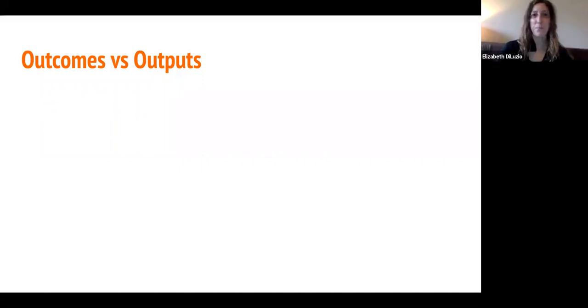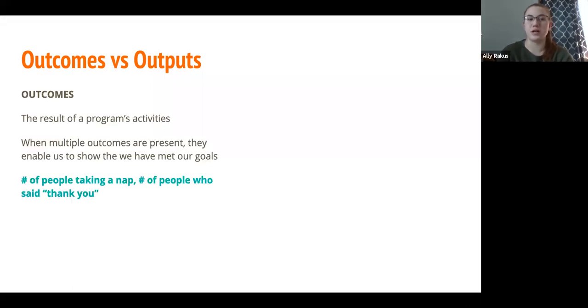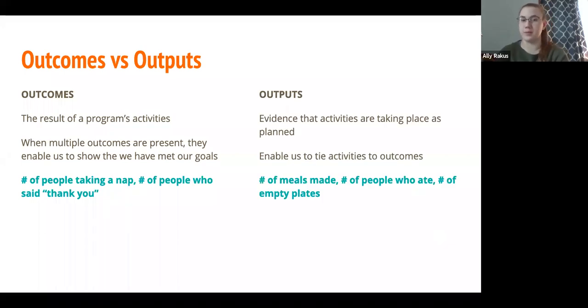Okay, I will. So outcomes versus outputs, there's a very important distinction between the two. Starting with outcomes, these would be the result of a program's activities. When multiple outcomes are present, they enable us to show that we have met our goals. These could be measured by the number of people taking a nap or the number of people who said thank you.